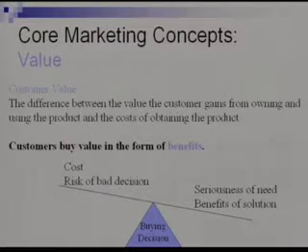Now let's look at some of the key concepts of marketing. The first is called value, and it's really the difference between what the consumer gets by owning a product compared to the cost of obtaining the product.